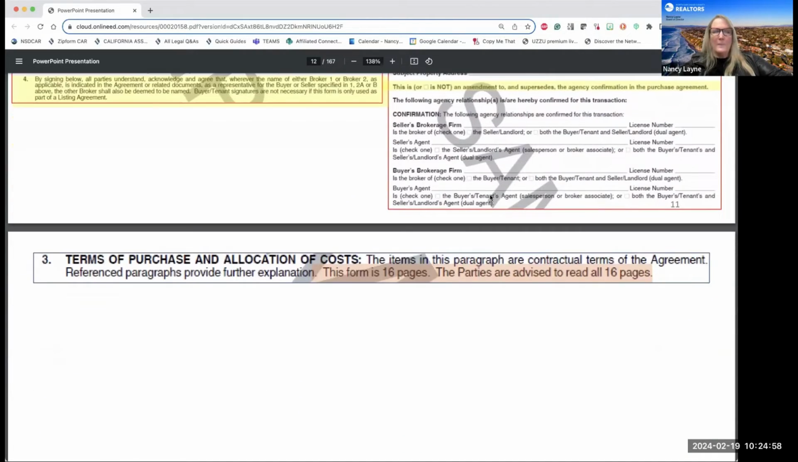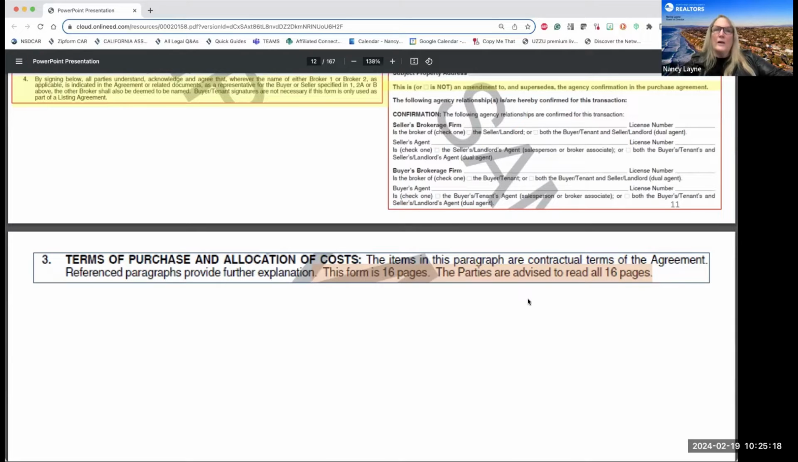Okay, so I believe it's 3 times, perhaps 4 times in the contract. This is stated. This form is 16 pages. The parties are advised to read all 16 pages. So again, it mentions it several times in the contract.